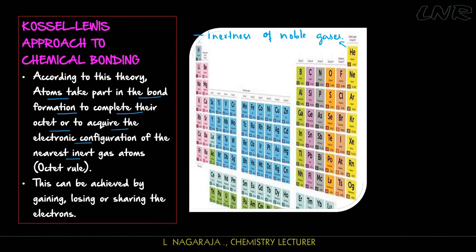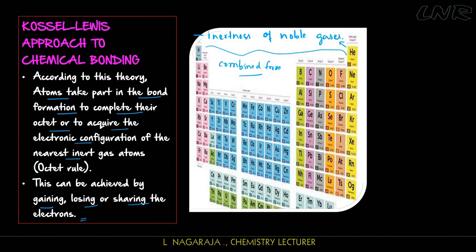So the rest of the elements exist in the combined form. Why do they exist in the combined form? Simple answer, in order to attain this stability. So how do they attain this stability? That is by sharing or gaining of electrons. That is, the elements acquire the inert gas configuration either by gaining, losing or sharing of electrons.